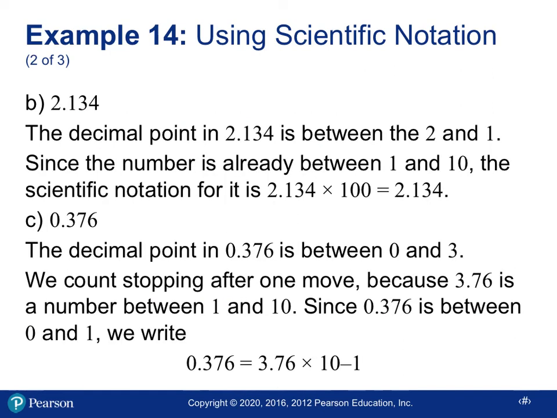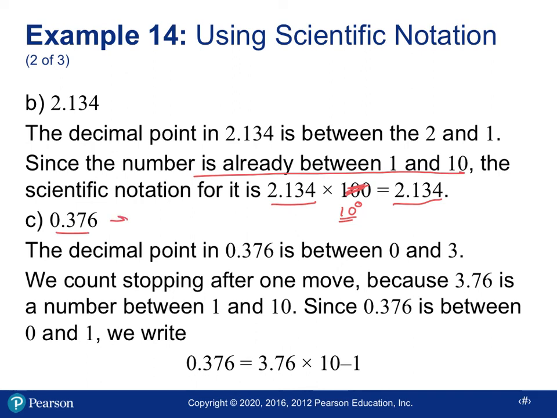Let's try this one. Oh, I think I skipped. Okay, letter B. The decimal point in 2.134 is between the 2 and the 1. Since the number is already between the 1 and the 10, the scientific notation is just 10 to the 0 power, right? Because you don't want to change it. So it's still the same number times 10 to the 0. Remember, 10 to the 0 is 1, and you get the same answer back.